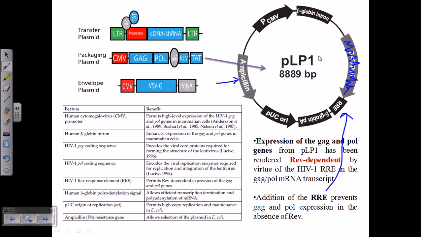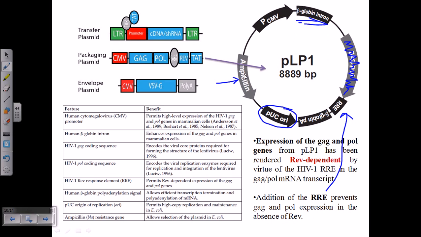So this is the basic construction of the LP1 vector here. Now here are the different regions of this part, and the different types of benefits are also provided. Like here, beta globin intron is provided to enhance the expression of GAG and Pol genes, and RRE is provided for the regulation of the expression of GAG and Pol. Okay, and also we have the origin of replication, which is the pUC origin, right? Because it permits high copy replication and maintenance of this particular plasmid inside the E. coli cell. So it is perfectly designed for the maintenance of this plasmid inside the E. coli cell. And I've already told you about the ampicillin.